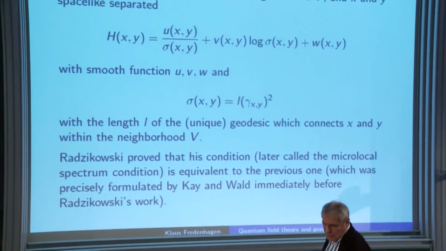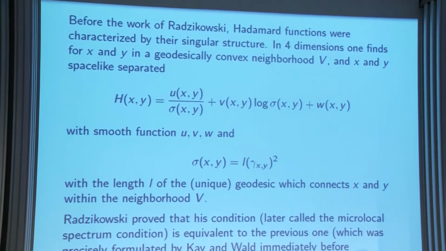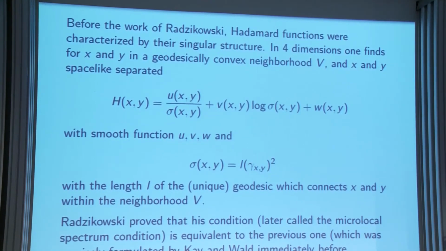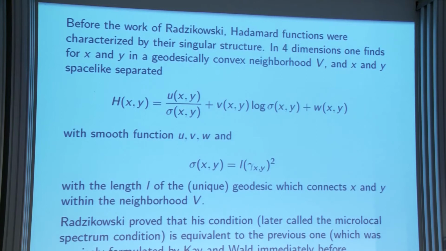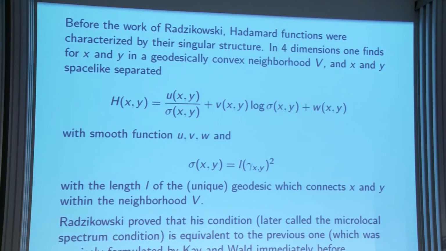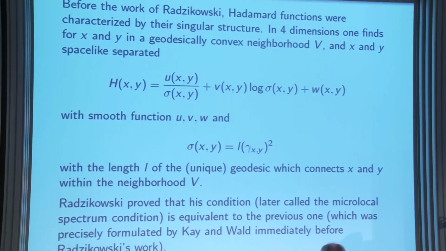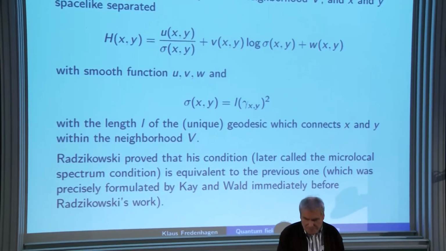Actually, this concept of the Hadamard function is older than the work of Radzikowski, and you can just try to find a more explicit form for the Hadamard function. So this form is given here. This is the form u divided by sigma plus v times log sigma plus w, where u, v, and w are smooth functions, and sigma is just the squared geodesic distance between two points.